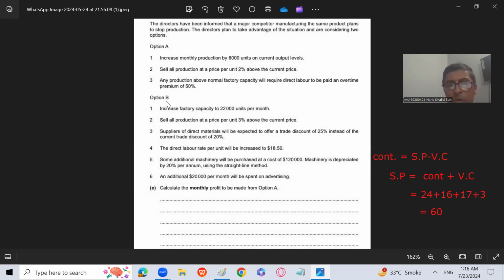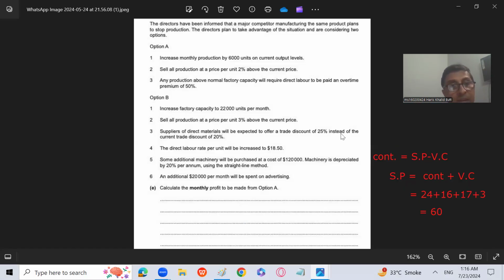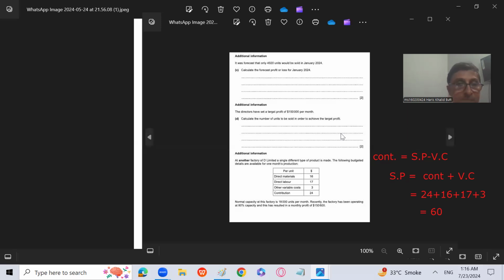You can prepare the marginal cost statement. You can also prepare by calculation. So increase the monthly production by 6,000 units on current output level. Current output level is not 18,000 units. Remember that. Current output level is 14,400 units. How come, sir? Let's go for it again so that you can find it easily. That is what I'm trying to make you understand.